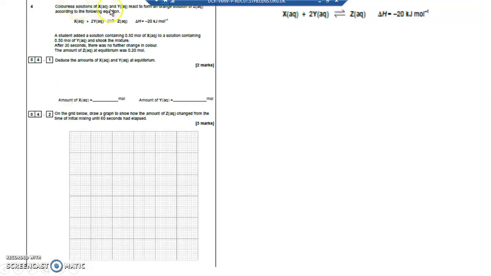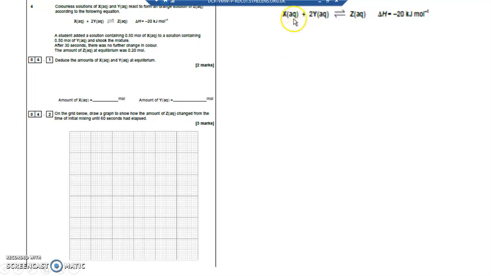Question 4. Colour solutions of X and Y react to form an orange solution of Z according to the following equation. 1 mole of X and 2 moles of Y makes 1 mole of Z. A student added a solution containing 0.5 moles of X to a solution containing 0.5 moles of Y. After 30 seconds there was no further change in colour, probably because the reaction has finished then. The amount of Z at equilibrium was 0.2 moles. Deduce the amounts of X and Y at equilibrium.